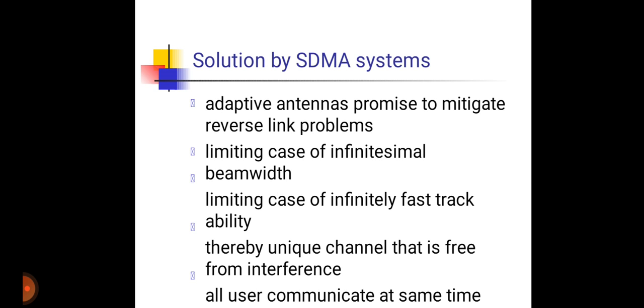Now, the solution for SDMA is adaptive antennas, which promise to mitigate reverse link problems. The limiting case is infinitesimal beam width, and the limiting case of infinitely fast tracking ability. Thereby, a unique channel that is free from interference is provided, and all users communicate at the same time. According to that, we can solve this problem.